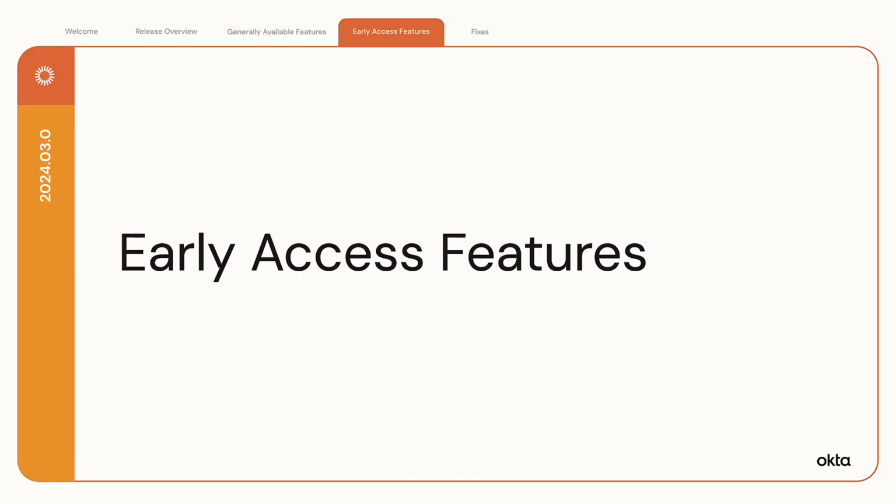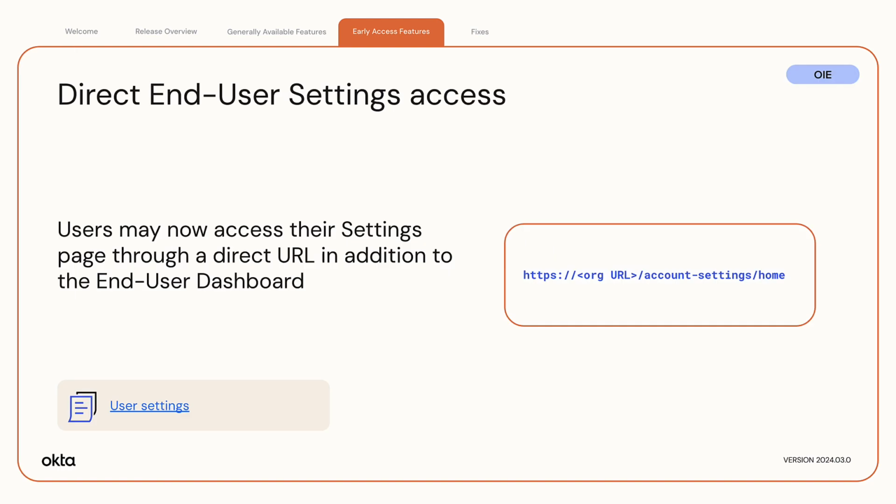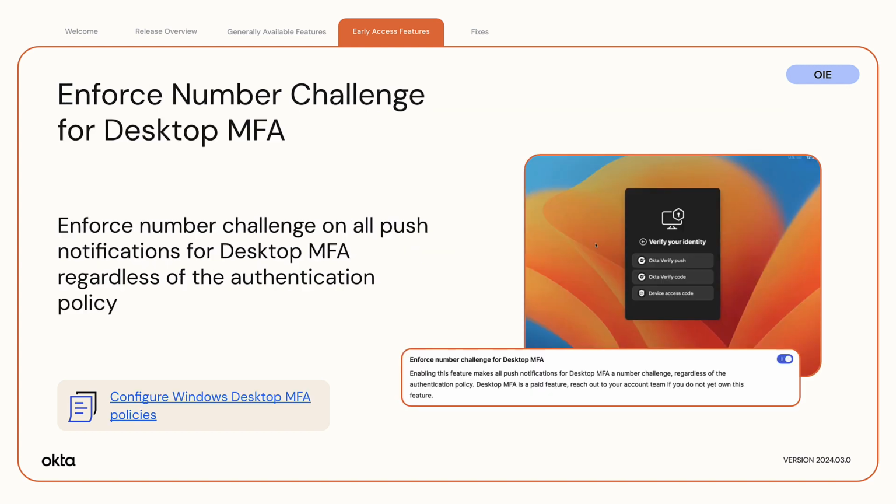Let's wrap up with a look at early access features. Direct end user settings access. Users may now access their settings page through a direct URL in addition to the end user dashboard. This feature provides convenience and security for users, gives admins greater flexibility when working with end user dashboard access control scenarios, and includes accessibility and UX improvements.